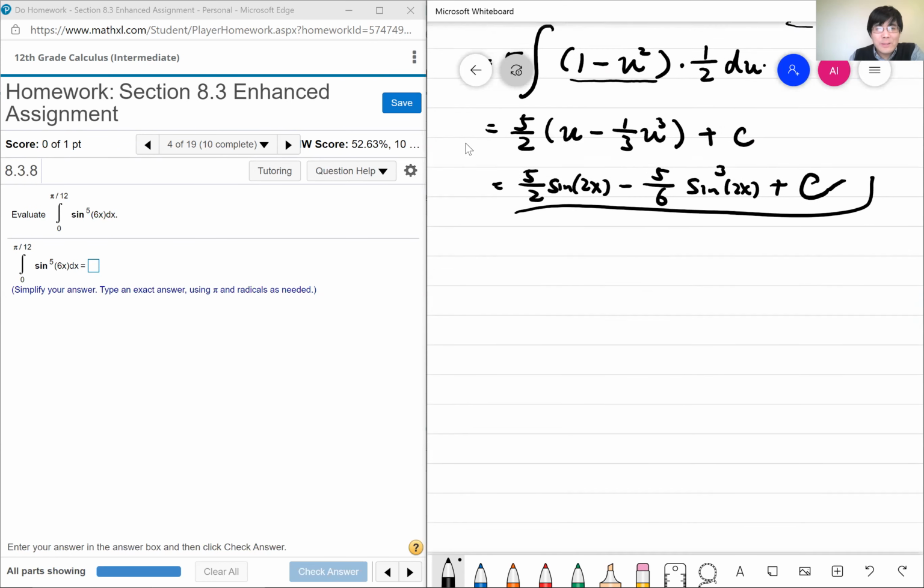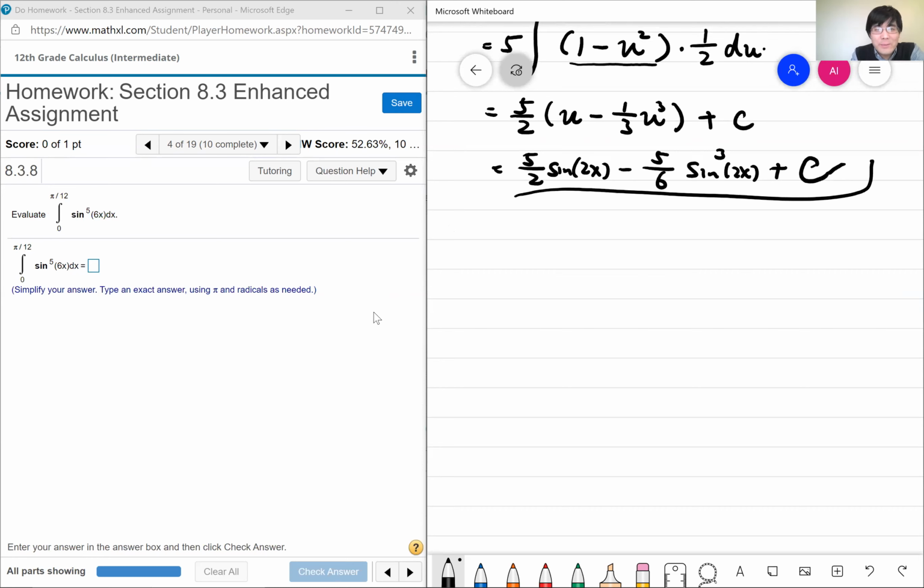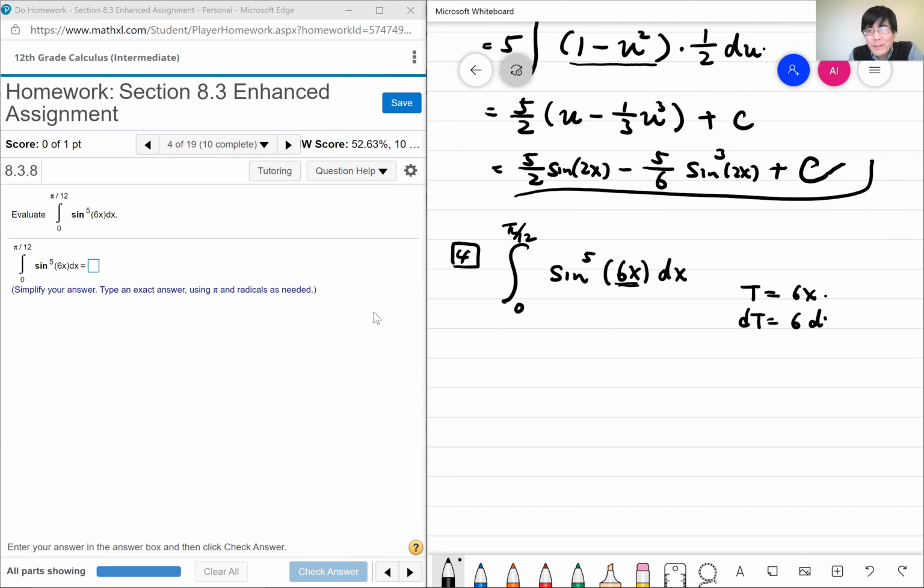Now the next one is kind of ugly. It's a definite integral from 0 to pi over 12 of sine to the power 5 of 6x dx. Well, I really don't want to work with 6x, so let's make a simple substitution. t is equal to 6x. Then dt is equal to 6 dx.